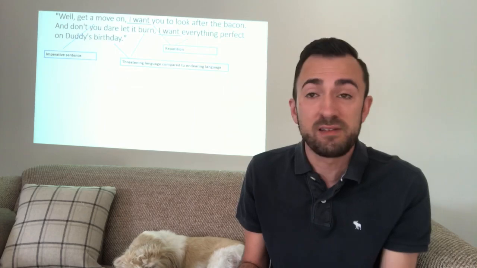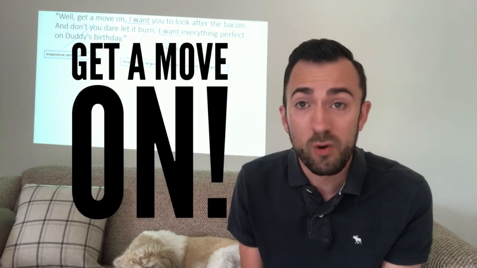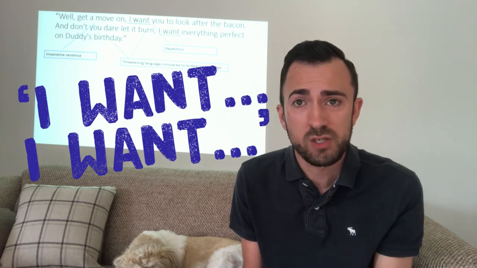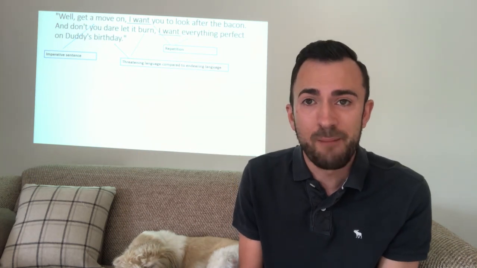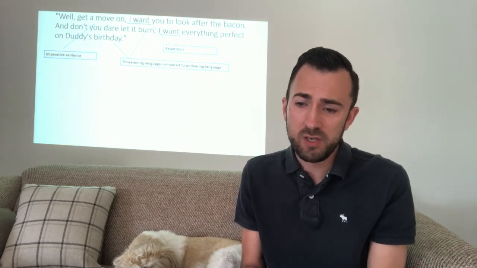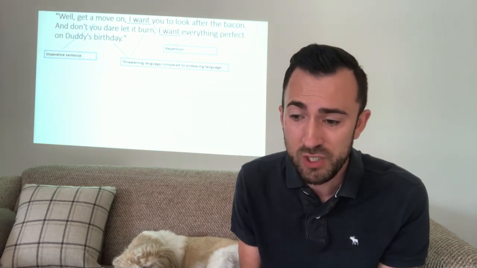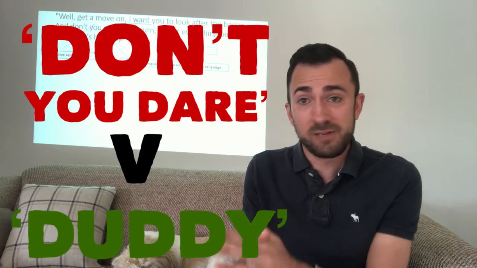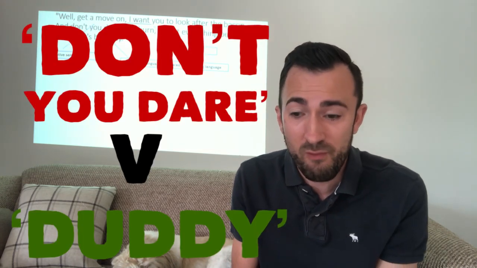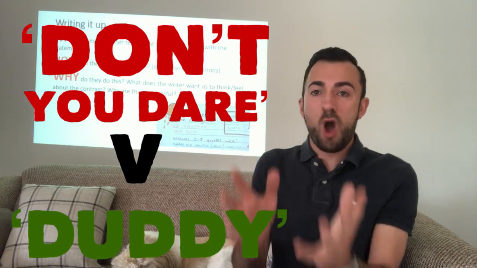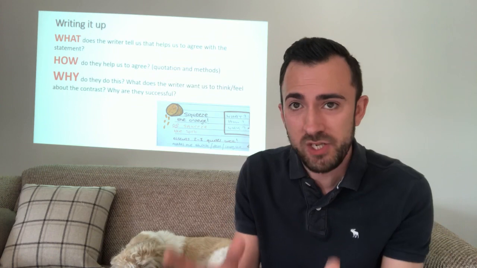For example, we've got the imperative sentence "get a move on," aimed at Harry. We've got the repetition of "I want," the personal pronoun from Mrs. Dursley, aimed at Harry in terms of the tasks that she wants him to carry out. And we've also got some threatening language compared to some endearing language. The threatening language of "don't you dare," aimed at Harry, and the endearing language referring to Dudley as "Duddy," an endearing term.